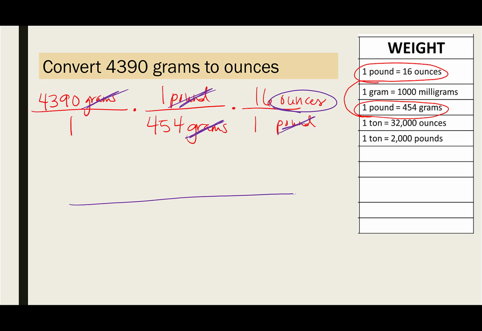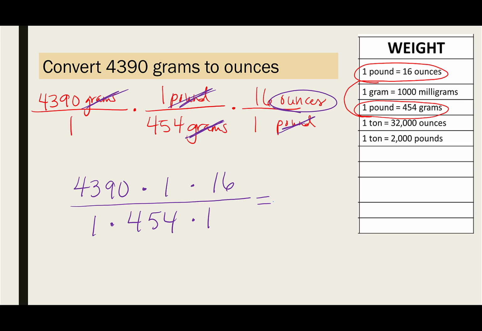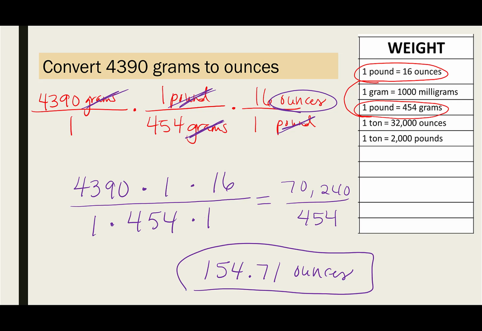If I connect these three fractions, 4,390 times 1 times 16 over 1 times 454 times 1, I'm going to multiply the numerator. 4,390 times 1 times 16 is 70,240. Denominator is just 454. Let's go ahead and change this number to a decimal. So we're going to take the 70,240, divide it by 454 to get 154.71. Let's round it to the hundredths, 154.71 ounces. So that's your final answer.